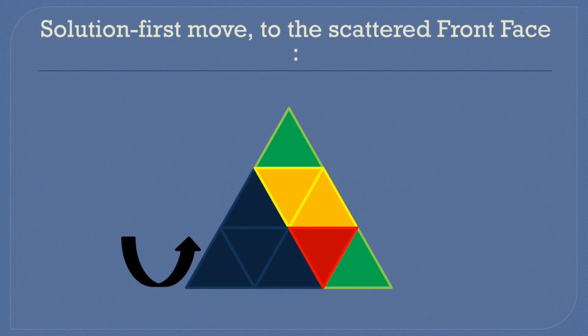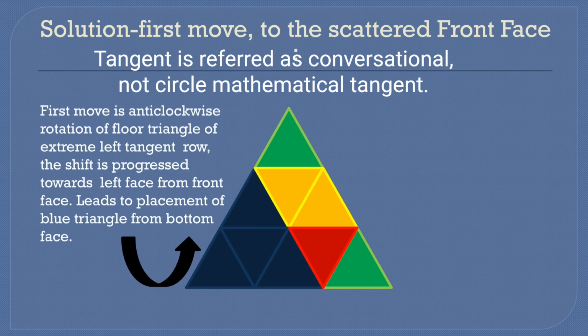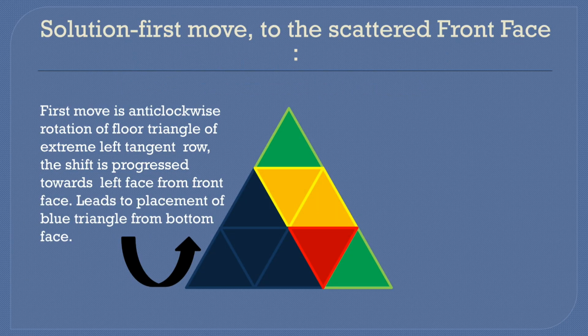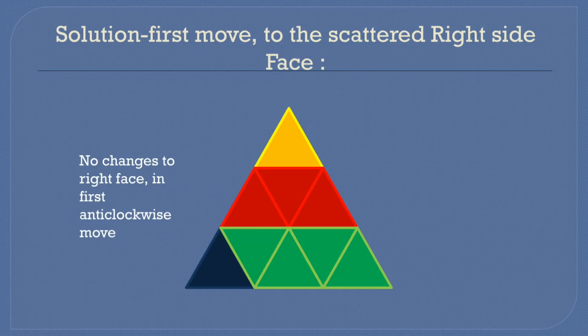The first solution move to the scattered front face involves an anti-clockwise rotation of the floor triangle on the extreme left, shifting the blue triangle from the bottom face to the front face. The first anti-clockwise move does not change the right face, as seen here.